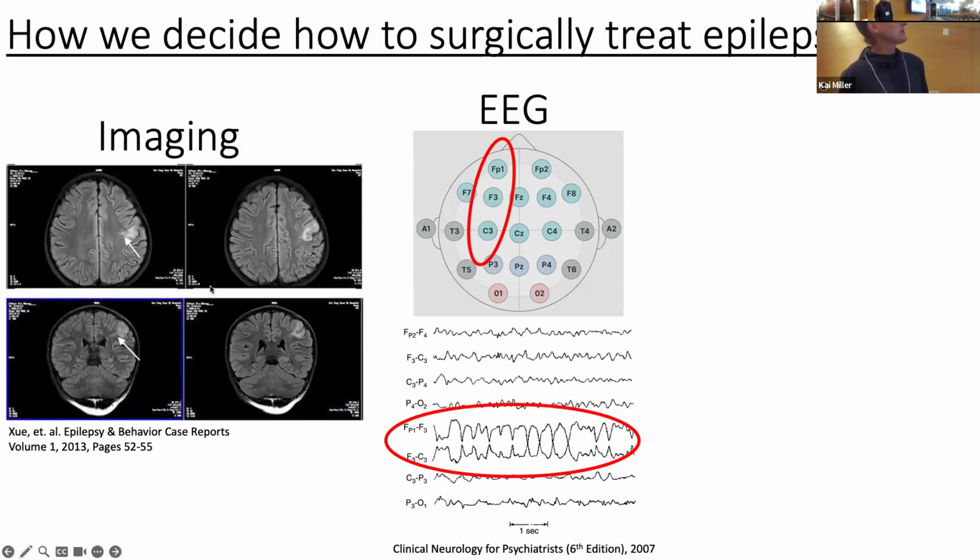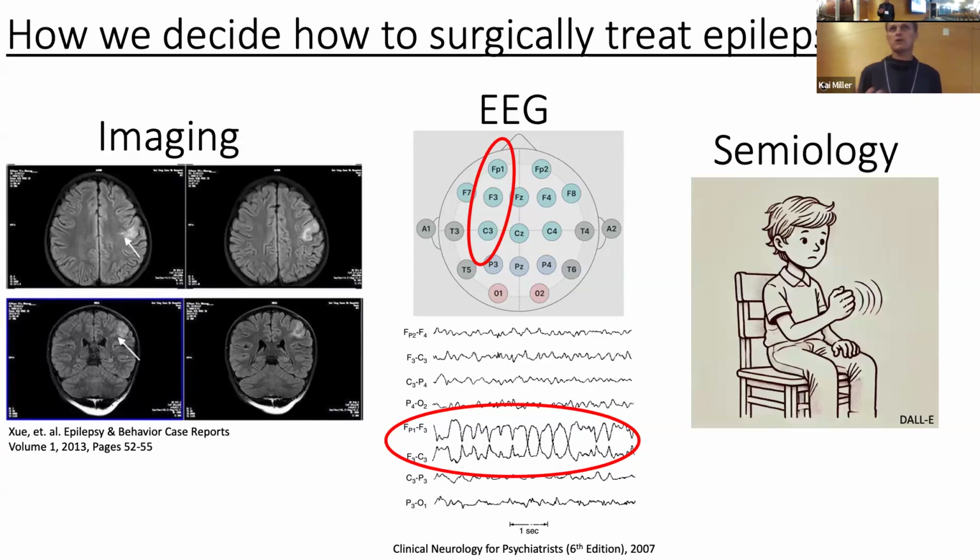So here you can see some abnormality on the left side of the brain in the structural imaging. You see something on the EEG. And then the third piece of information that you hear people talk about is semiology. But all semiology for seizures means is the symptoms that patients have before, during, and after they have seizures. So in this case, I got Dolly to make me a picture of a kid with a shaking hand.